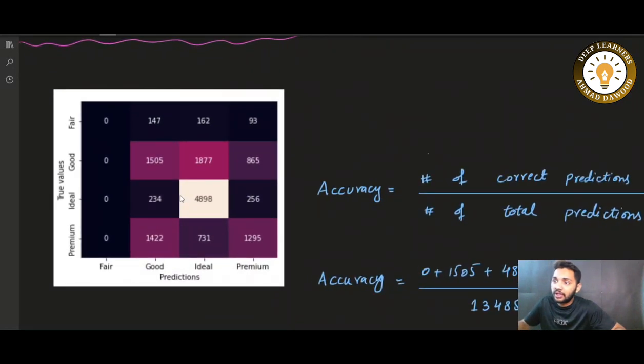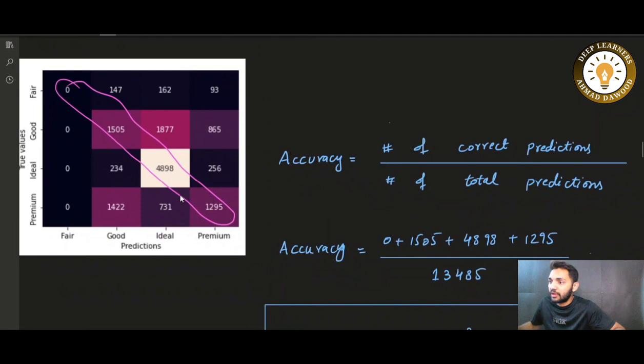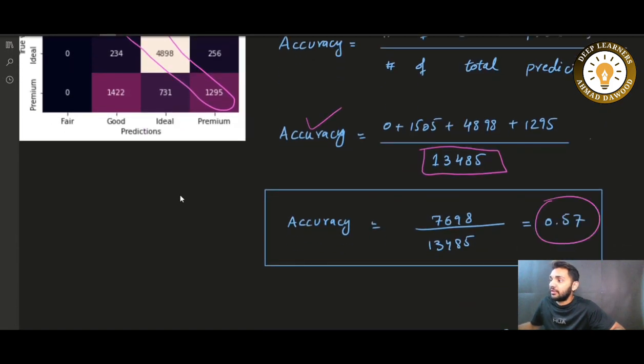Here we will calculate accuracy from the multi-class confusion matrix. So, the sum of all the true predictions divided by all the samples that we have used for predictions. So 0 plus 15054 plus 48 plus 1295 divided by 13485, and accuracy will be 0.57.